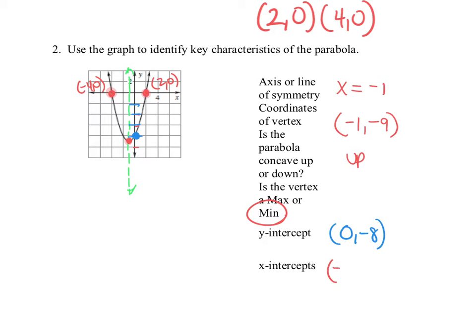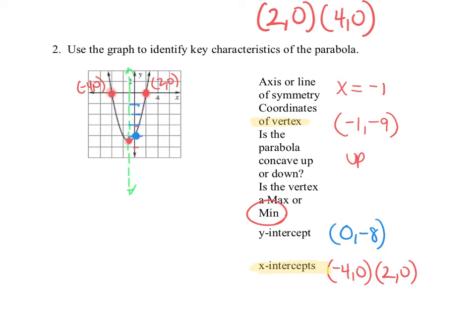And something you always want to confirm is, if you look at your x-intercepts compared to your vertex, is your vertex halfway between your x-intercepts? -1 is halfway between -4 and 2. Okay, so that's kind of a checking point to make sure that you have graphed that, or you've answered these questions correctly.